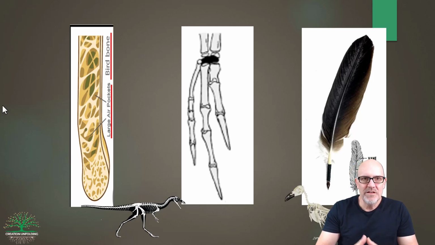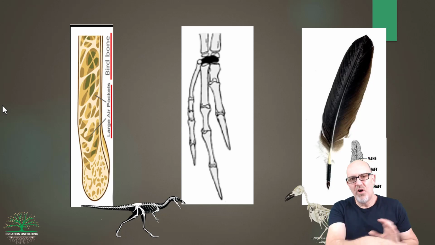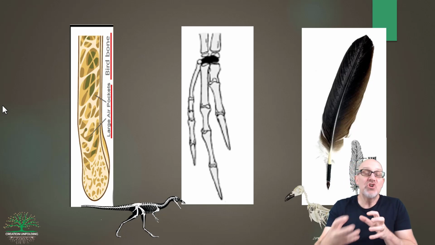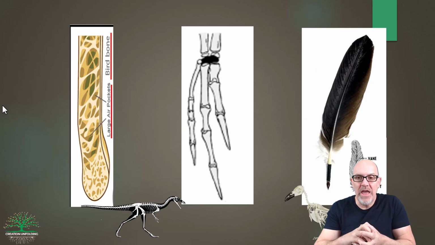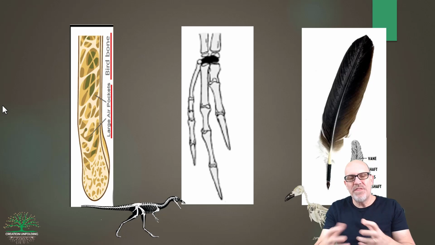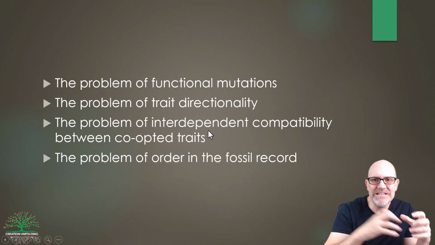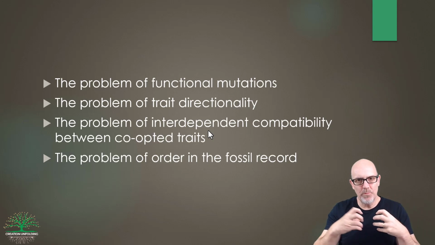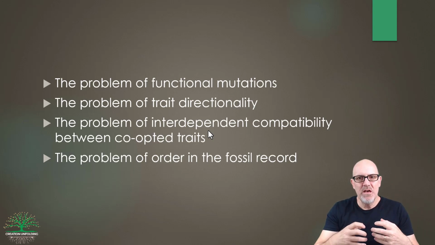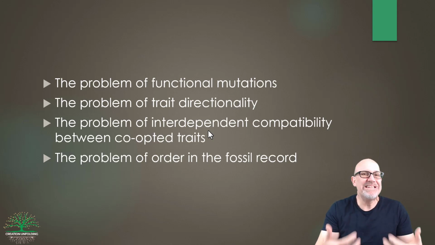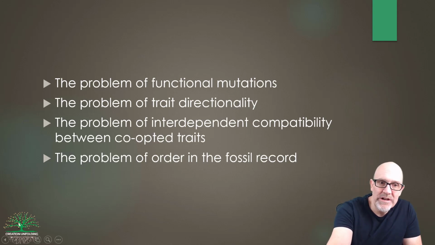Well, the thing is, all of these traits are evolving on their own, separately, having different functions, and yet they're all supposed to come together and coordinate in a very precise way to produce flight. So I think that this problem of interdependent compatibility between co-opted traits, you do see that, but you wouldn't expect that if this was purely materialistic without any intelligent agency involved. And then, of course, there's the problem of the order in the fossil record, and we've already looked at that.